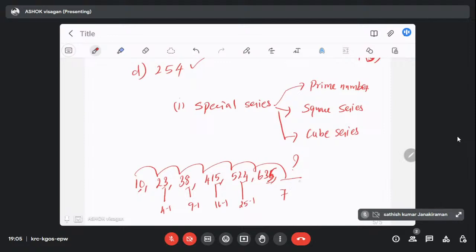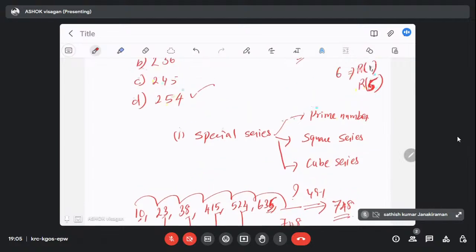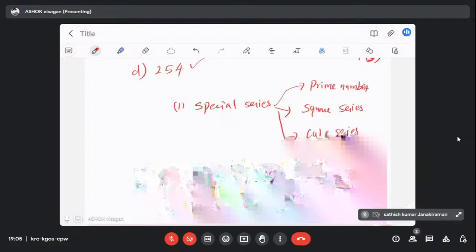So 7 square is 49. 49 minus 1 is 48, which should be the answer. So the final answer is 748. This should be the final answer. So make a note of this one. Final answer is 748. So first always check whether the series belongs to a special series or not.